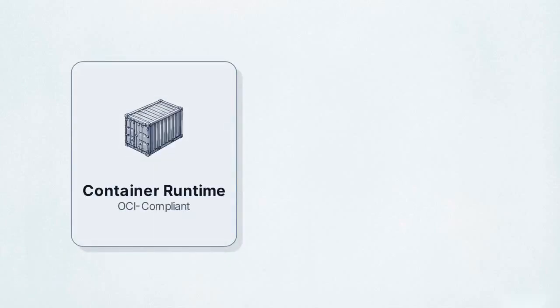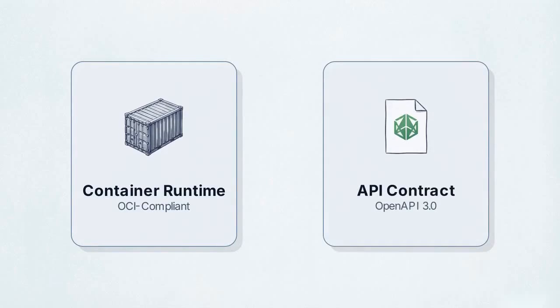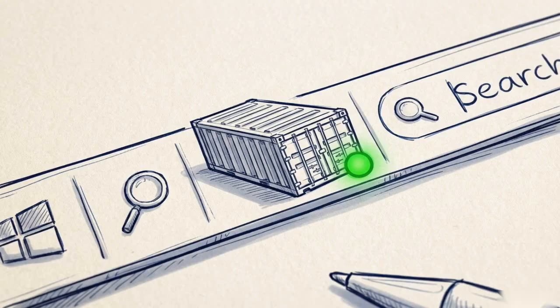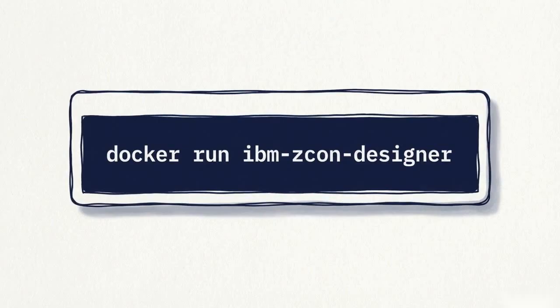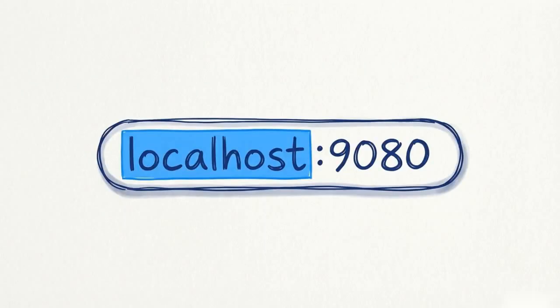Step 1 requires two prerequisites: an active OCI-compliant container runtime, like Docker Desktop, and a completed OpenAPI 3.0 document. Before typing any commands, verify that your container runtime is actively running. A stopped runtime is the most common reason the setup fails. Open your terminal and pull the IBM zCon Designer image, then start it. Once the container is running, open your web browser and access the Designer Web UI via your assigned localhost port.